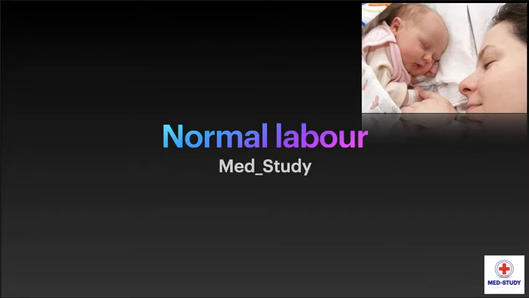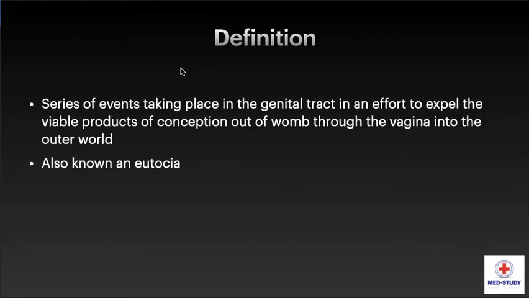Today in this video we are going to learn about normal labor, which is very important in theoretical OBGY as well as practical OBGY. So let's get started. First of all, definition. It is a series of events taking place in the genital tract in an effort to expel the viable products of conception out of womb through the vagina into the outer world. It is also known as eutocia.